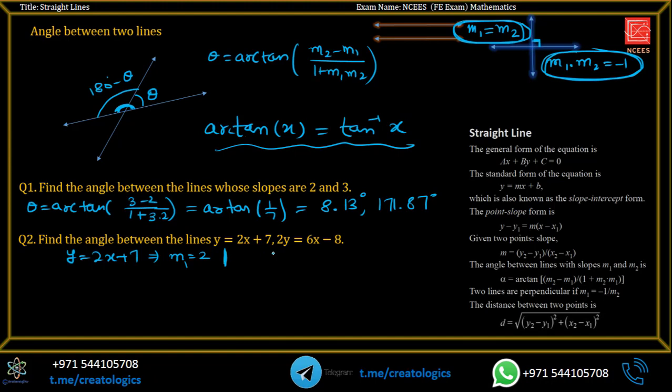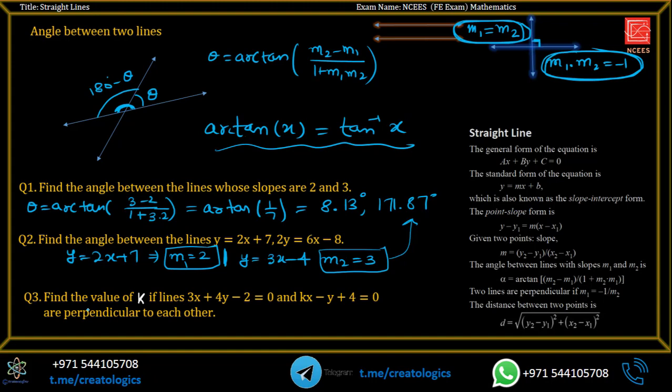What about the second line? You have 2y is equal to 6x minus 8. This will not work because you need y is equal to something. So you have to make the coefficient of y equal to 1. Divide everything by 2, and you get y is equal to 3x minus 4. Now the slope will be the coefficient of x this time, so m2 is equal to 3. Now it's the same as the previous one. The slopes are 2 and 3, and now you can find the angle between those two lines in the same way.